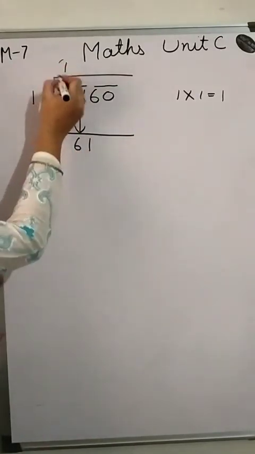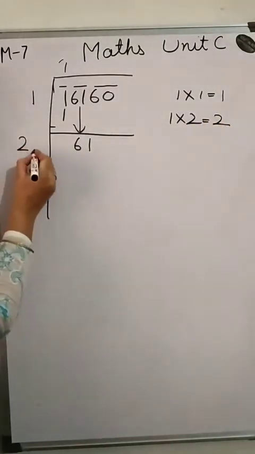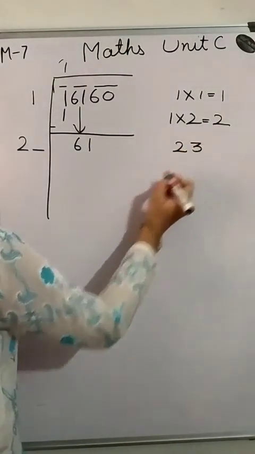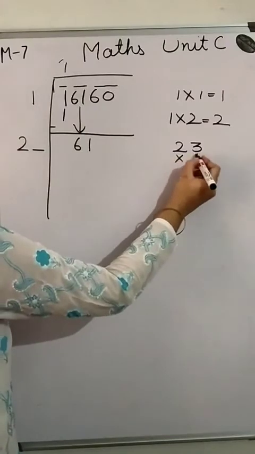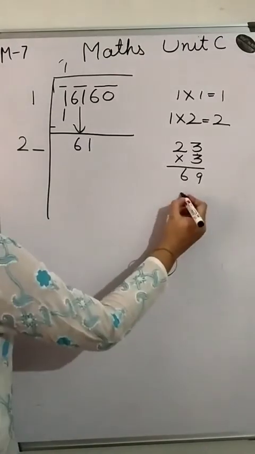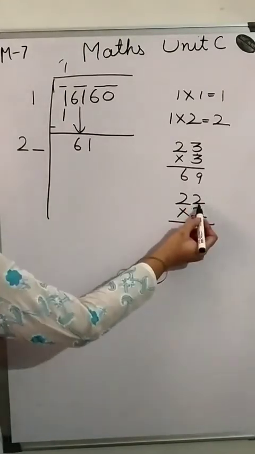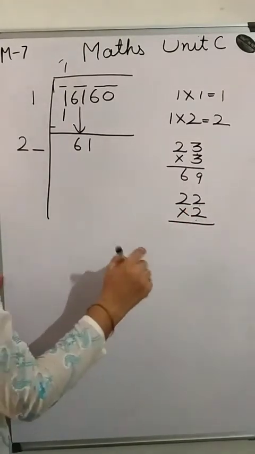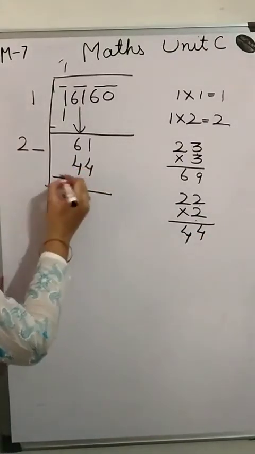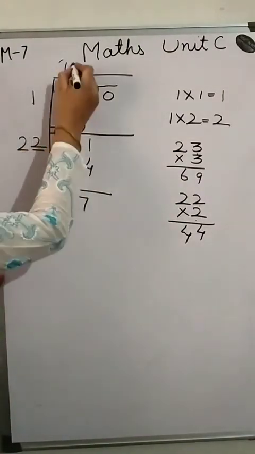Now what do you do? You multiply this number by 2. So we are getting 2. Now fill this space here. If I take 3, I multiply 23 by 3. So it is 69. 69 is more than 61. So what do we do here? I am taking 2. If I take 2, I multiply 22 by 2, so it is equivalent to 44. Now you subtract these two numbers. So you will get 17, and here you write down 2.